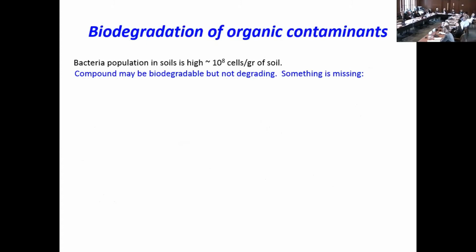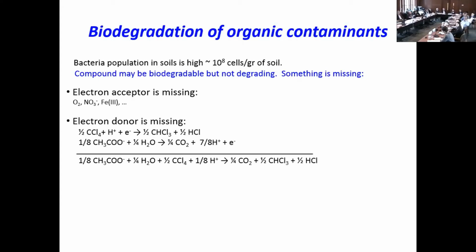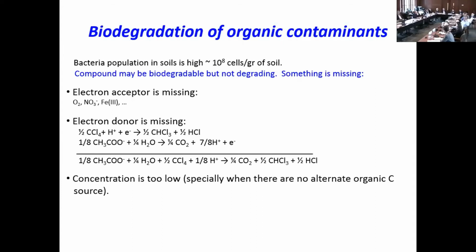Quickly, biodegradation of organics. We have 10 to the 8 cells per gram of soil, so bacteria are plentiful, but not always do we have processes occurring. So we can have an electron acceptor missing. Sometimes we have hydrocarbon spills. They should be degradable, but they're not degradable. They degrade easily aerobically, but diffusion of oxygen is limited. And we can have an electron donor missing. For example, under highly reducing conditions, carbon tet could be dehalogenated, but we need an organic carbon as the electron donor for the dehalogenation to occur.